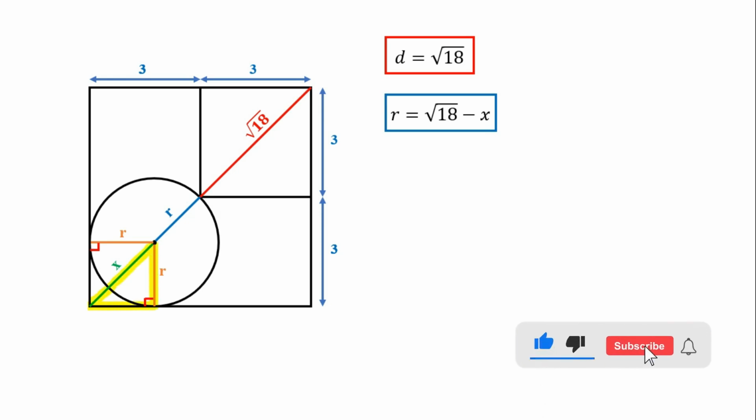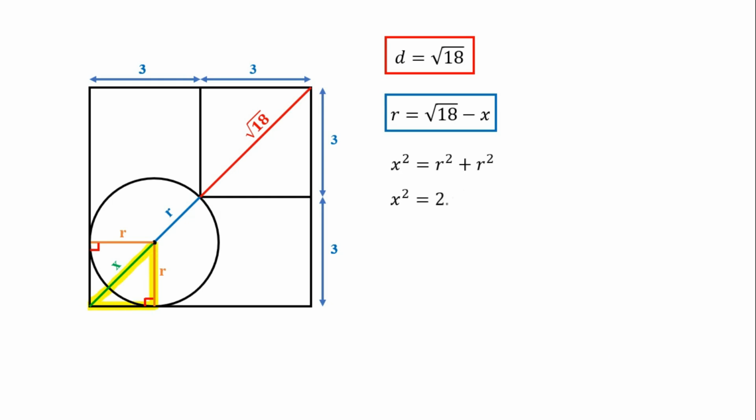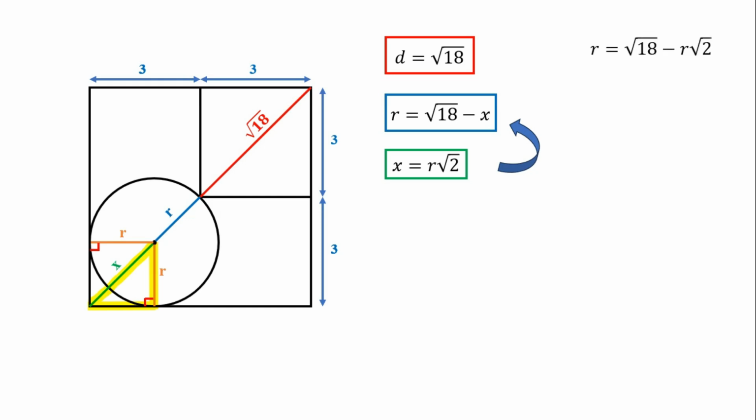Applying the Pythagorean theorem, the square of the hypotenuse equals the sum of the squares of the other two sides. So x squared equals r squared plus r squared. Simplifying, we obtain x equals r times the square root of 2. Now substitute this expression for x into our previous equation. This gives r equals the square root of 18 minus r times the square root of 2.